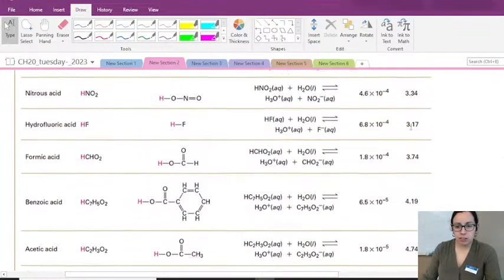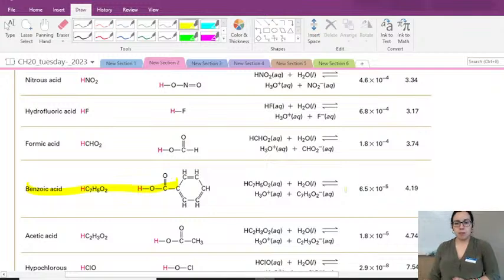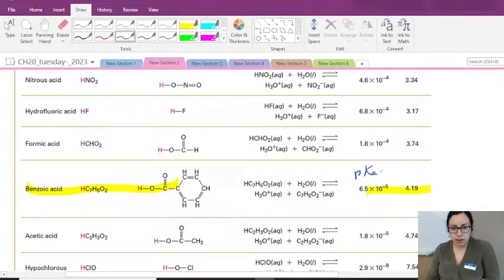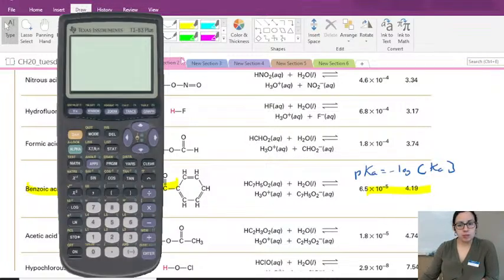Let's plug one of these values in. Let's do benzoic acid. You could be given the Ka or the pKa. Organic chemists usually talk about pKa's colloquially, but you'd want to be able to get the Ka back. I'll rewrite it: pKa equals the negative log of our Ka. I forgot to pull up the calculator.